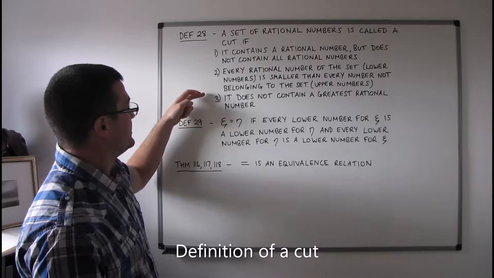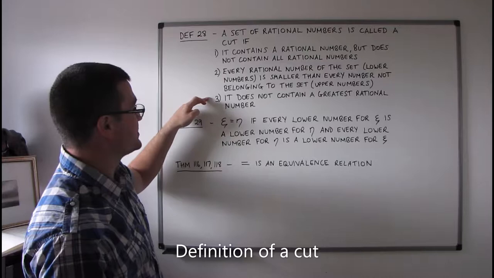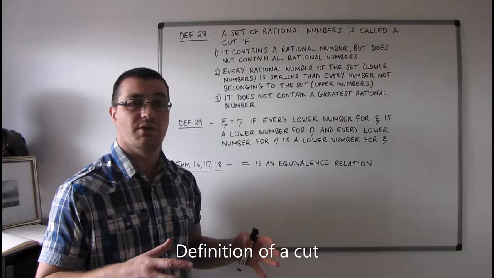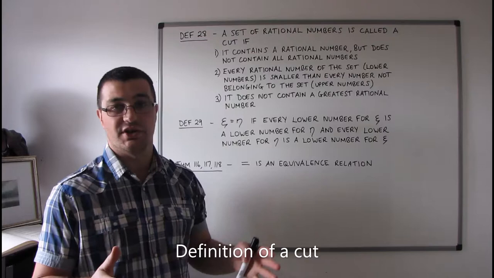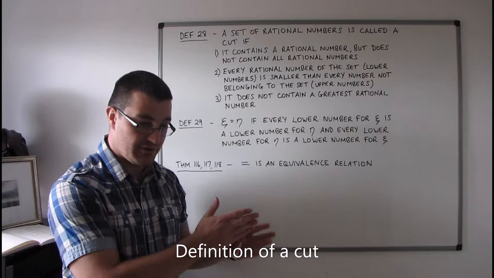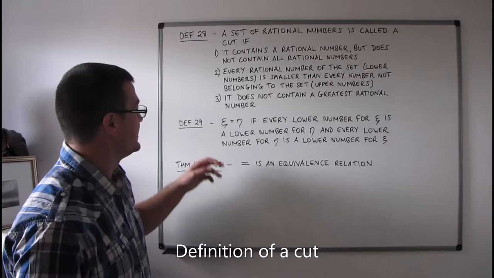Part number three here, the cut does not contain a greatest rational number. So you can almost visualize this open cut. You could compare it to an open interval. So if you took the open interval 0, 1, there's no greatest number in there. I wouldn't take that too literally at this stage, but it's that kind of idea that for every number that you choose, you can always go just a little bit further up, but without going outside of the set.